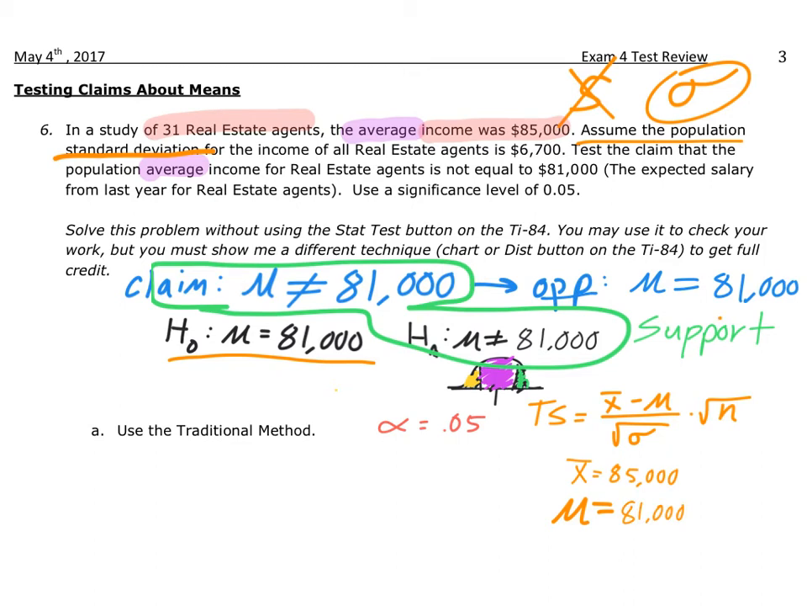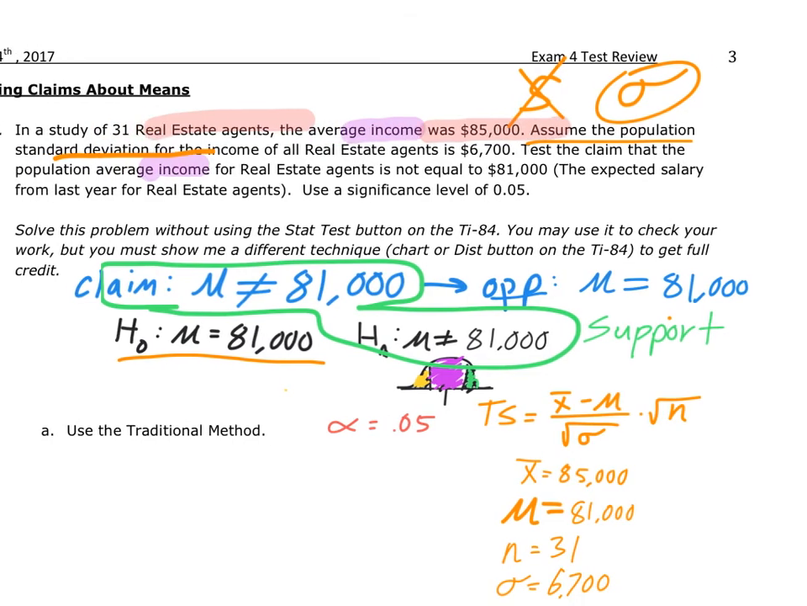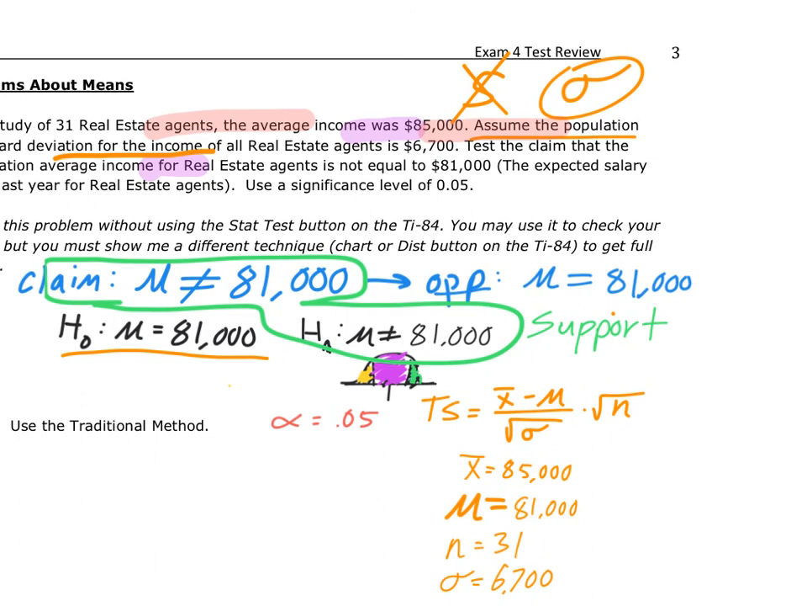And then I've got to come up with my standard deviation and my n. My n is going to be from the population of 31 real estate agents, so I'll add that here. It's telling me to use the population standard deviation, and it gives me right there that 6,700. So I've identified everything that I've got. Now I just have to plug it into the formula and move forward. I'm going to move myself over here just a little bit so we have some space, and I'm going to solve this really quickly here on the screen.